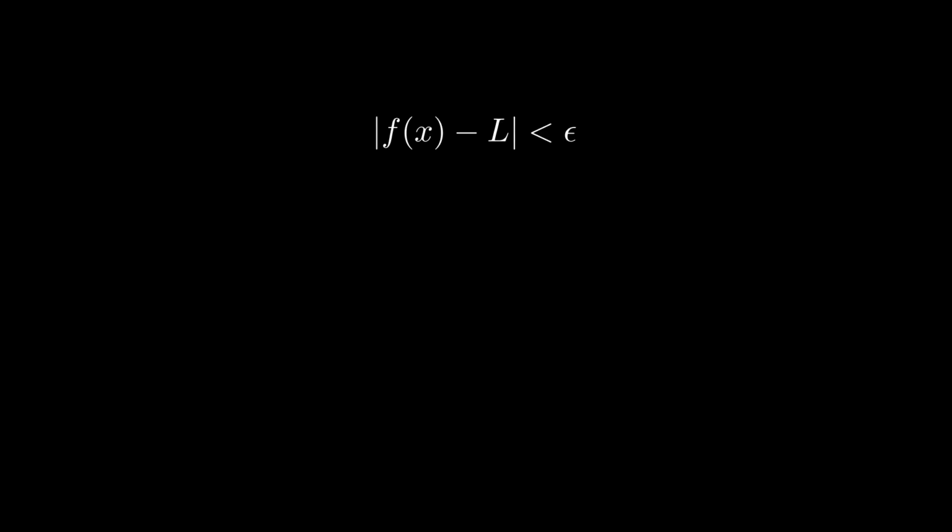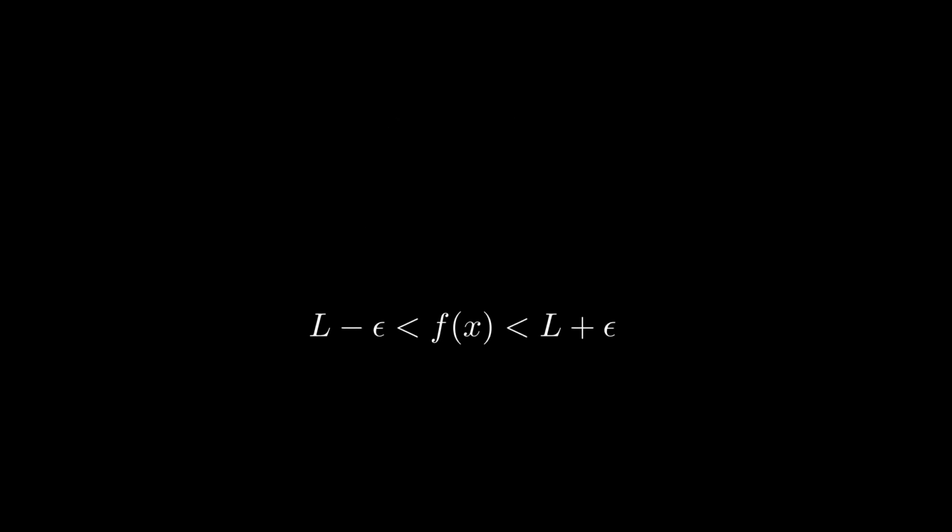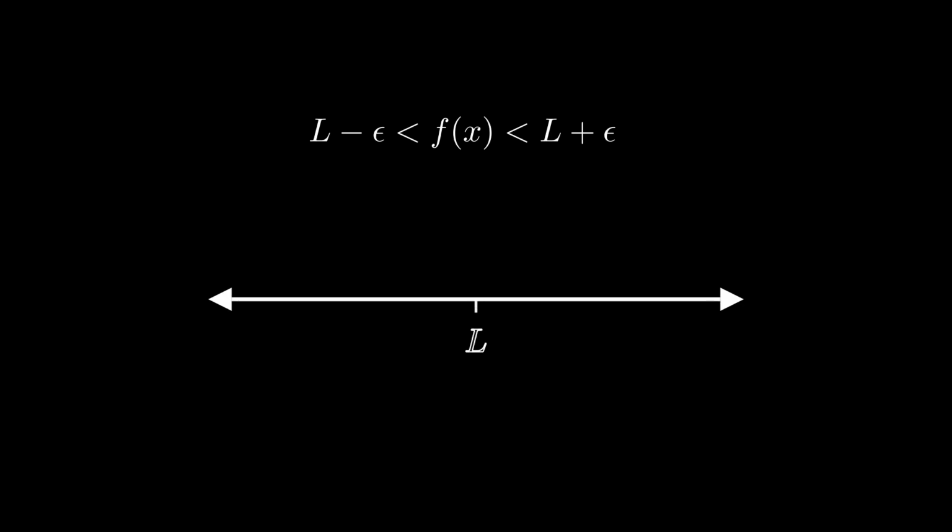The absolute value of f of x minus L is less than epsilon. If the absolute value of something is less than epsilon, that means that it is less than epsilon and greater than negative epsilon, meaning we can turn that inequality into this. Negative epsilon is less than f of x minus L is less than epsilon. And if we add L to the inequality, we get L minus epsilon is less than f of x is less than L plus epsilon. And again, if we graph this on a number line, we can see that starting at L, we can go down to L minus epsilon and up to L plus epsilon. Now that we've done that, let's go back to our definition.